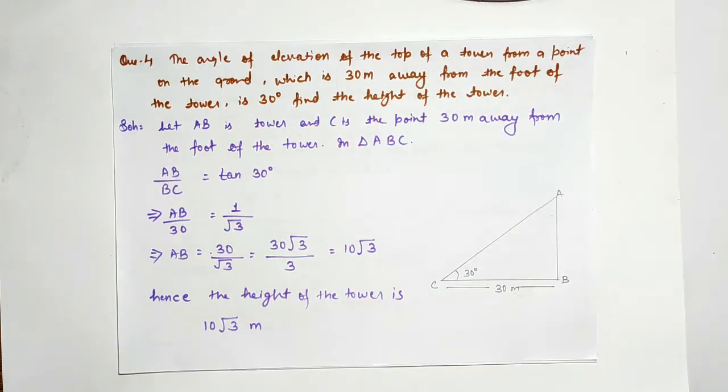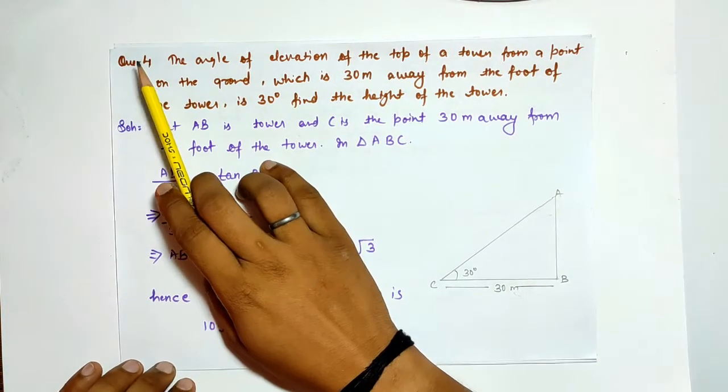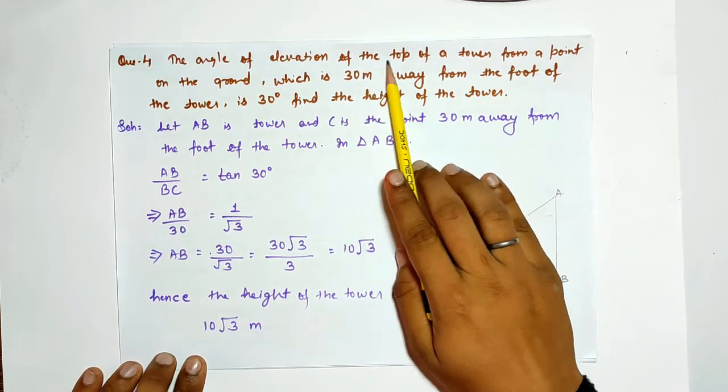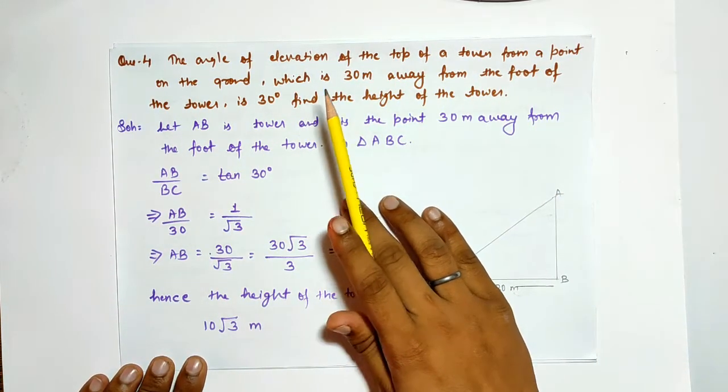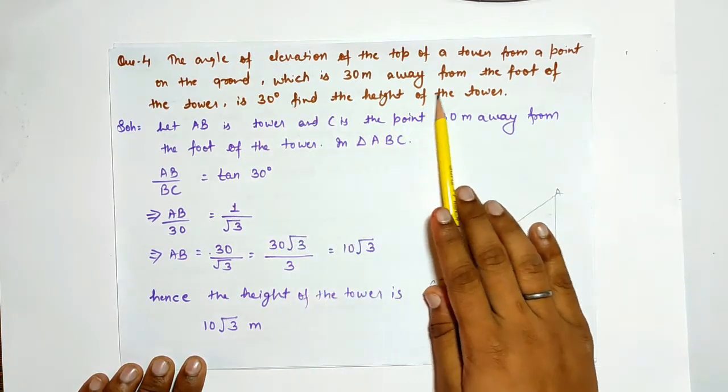So now let's start question number 4 from the same exercise 9.1, which says the angle of elevation of the top of the tower from a point on the ground which is 30 meter away from the foot of the tower is 30 degree. Find the height of the tower.